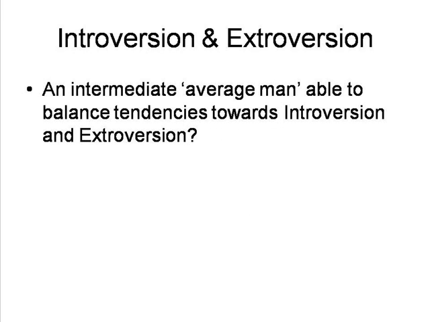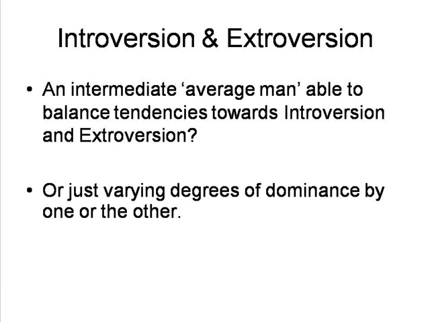Originally, Jung identified a third intermediate group, the average man, thinking that these were the majority. They were different from both introverts and extroverts. But later he came to see them as a small minority who were fairly equally influenced from within and without. That is, they were able to balance the opposing tendencies towards introversion and extroversion.